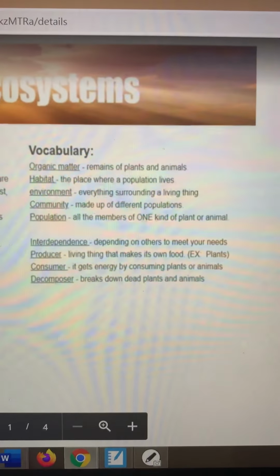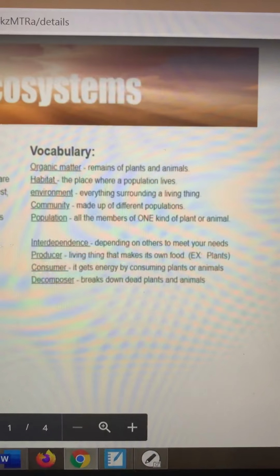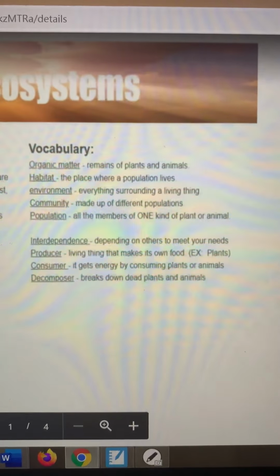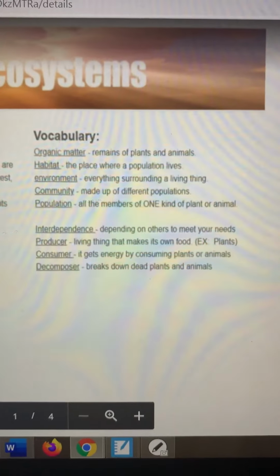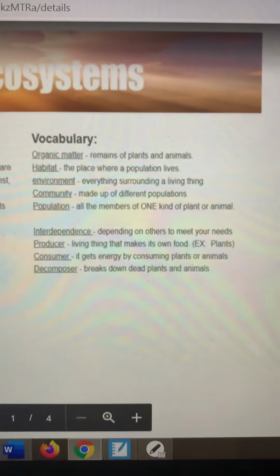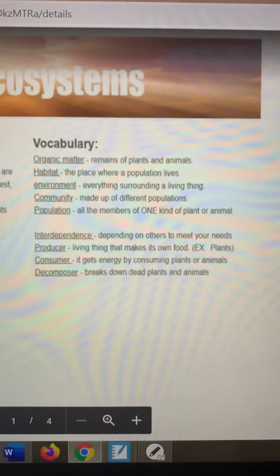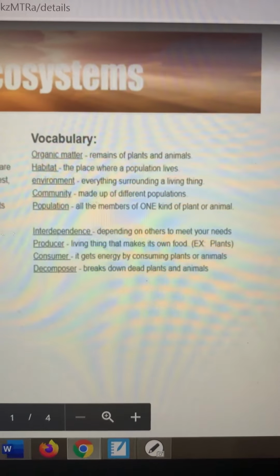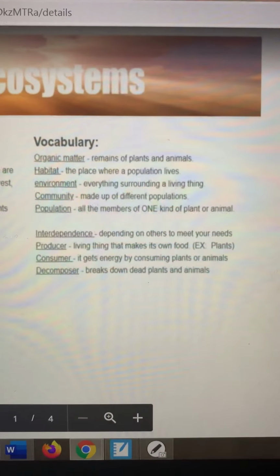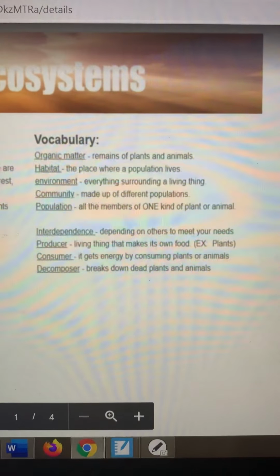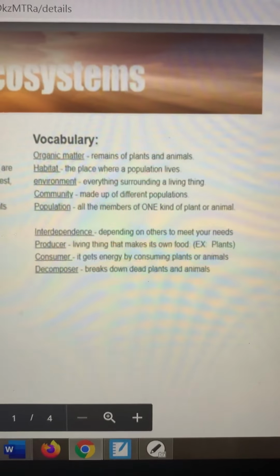I think that we're all a little interdependent, right? We rely on somebody to help us get our food and our shelter, maybe mommy and daddy. So that's something that we can connect to. A producer is a living thing that makes its own food. For example, a plant. A consumer gets energy by consuming plants or animals.